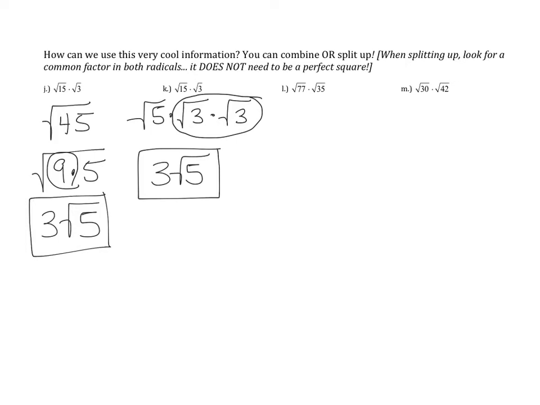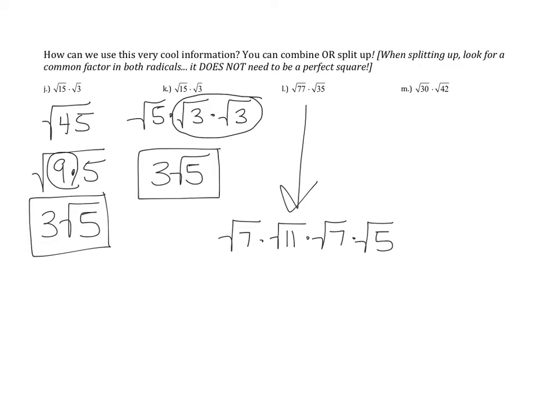So before I multiply 77 and 35 together, I'm going to think, well, is there a number that 77 and 35 have in common, a factor? And the answer is yes, it's 7, right? So I could instead break up the square root of 77 into the square root of 7 times the square root of 11, because 7 times 11 is 77. I could break up 35 into the square root of 7 times the square root of 5, because 7 times 5 is 35.